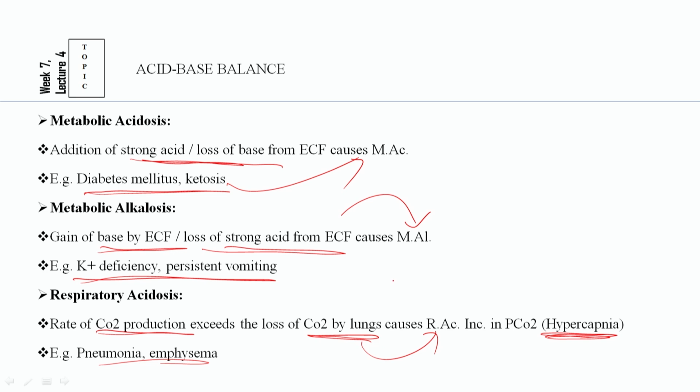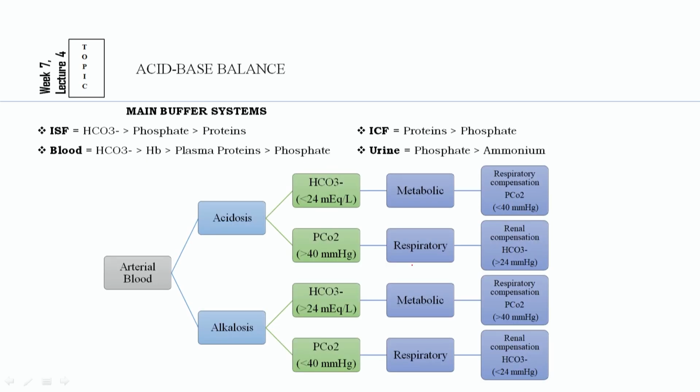Respiratory alkalosis takes place in a very small amount, or you may not find the respiratory alkalosis condition at all, so that's why I have not discussed it here. Now let us see the main buffer systems. In interstitial fluid, bicarbonate ion plays a major role compared with others. In blood, bicarbonate again, whereas in intracellular fluid, proteins and phosphate play a major role than the other buffer systems.